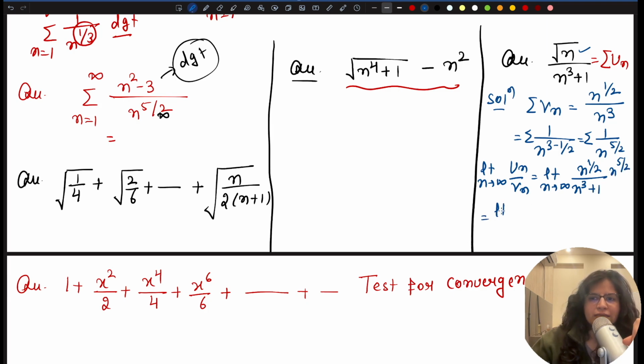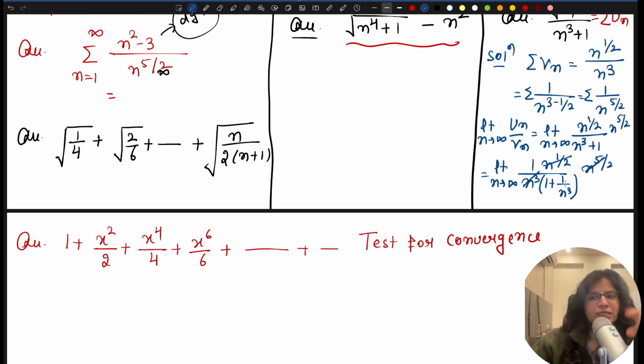This is equal to the limit n tends to infinity, and isn't it 1 by n to the power, if I take n cube out, नीचे से अगर हम n cube को बाहर लेते हैं, n cube out, 1 plus 1 by n cube, 1 by n cube, n to the power 1 by 2, n to the power 5 by 2. This together will give me n cube, so this got cancelled out. Now if I take n tends to infinity, the denominator will become 1, overall the answer is 1. 1 is finite, non-zero, so it implies un and vn converge and diverge together. What can you say about vn?